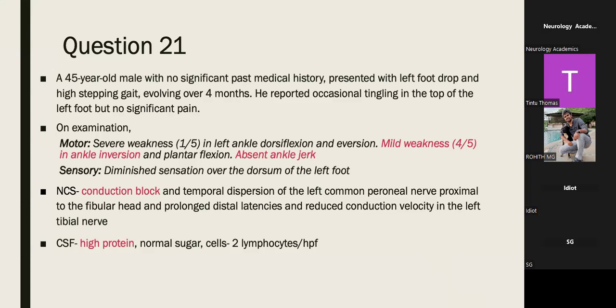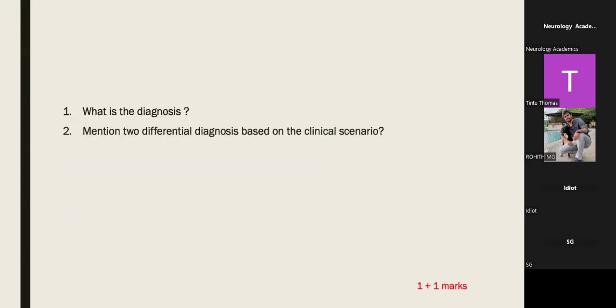Nerve conduction study shows conduction block and temporal dispersion of the left common peroneal nerve proximal to the fibular head, and prolonged distal latencies and reduced conduction velocity in the left tibial nerve. CSF study shows high protein with normal sugar and 2 lymphocytes per high power field. Questions are: what is the diagnosis? And mention 2 differential diagnoses based on the clinical presentation of the patient.